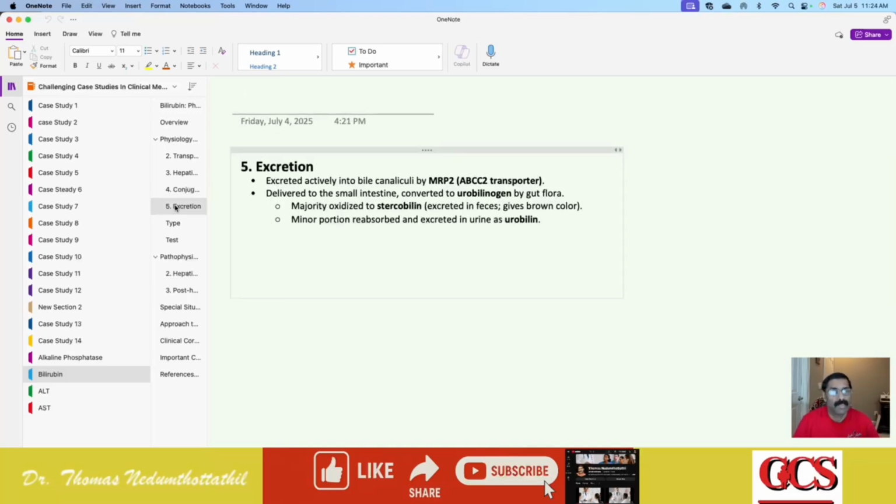Excretion. Bilirubin is excreted actively into bile canaliculi by MRP2 transporters, delivered to the small intestine, and converted to urobilinogen by gut flora. The majority of this urobilinogen is oxidized to stercobilin, which gives stool the brown color and is excreted in feces. A minor portion of urobilinogen is reabsorbed into the enterohepatic circulation and excreted in urine as urobilin.